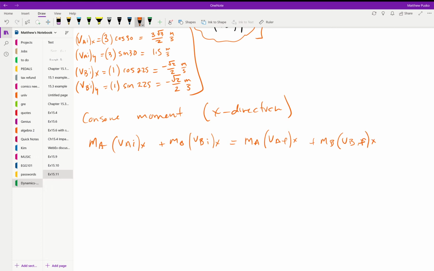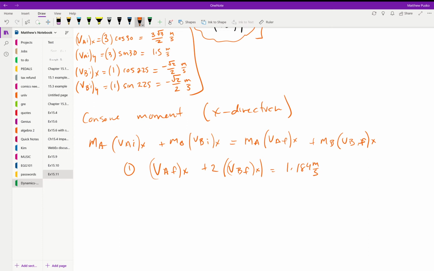Okay, from this we have enough information to reduce it down to our first equation. We'll call it number 1. Plug in everything and rearrange, and you can get that the velocity of A final in the x direction plus 2 times the velocity of B final in the x direction is equal to 1.184 meters per second.